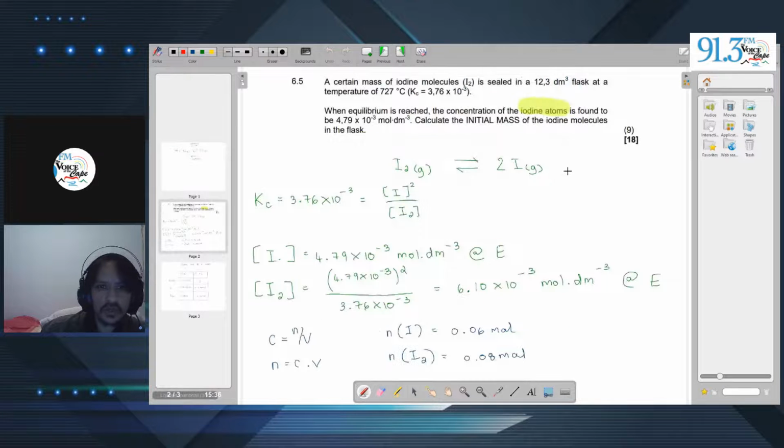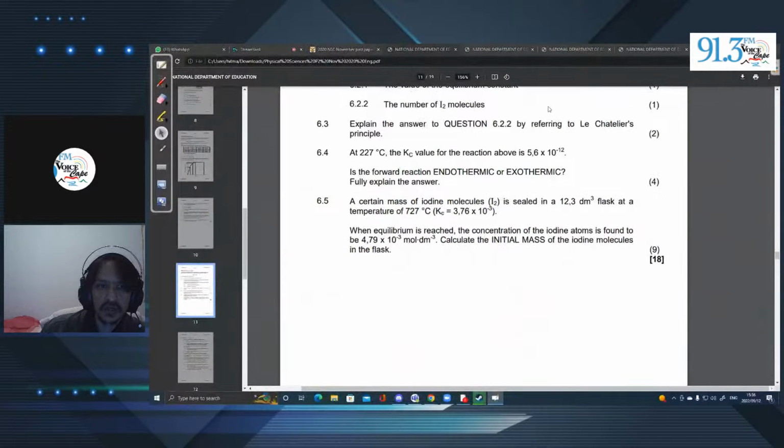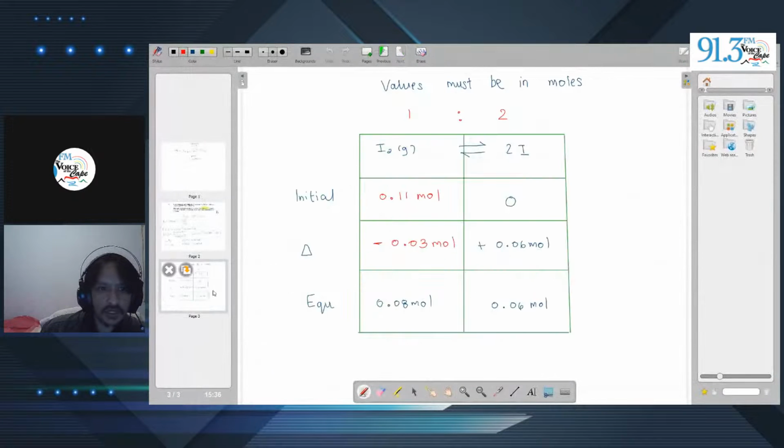Now, the question asks us to calculate the initial mass of the iodine molecules. Well, now we have the number of moles, so it should be fairly simple to calculate the mass. But let me just consolidate something so you can completely understand what I did here with the ratios. I'll show you over here.